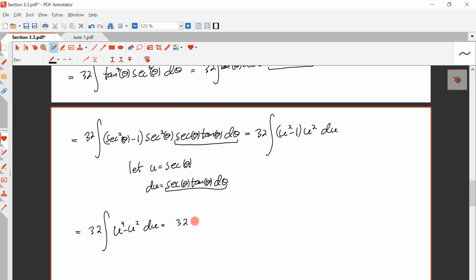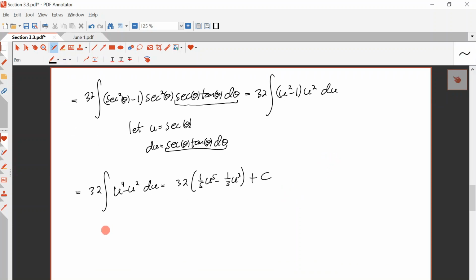Antiderivative is 1/5 u to the fifth minus 1/3 u to the third plus c. Going from u back to theta, right? U is secant theta. So this is equal to, let's go down a line, 32 over 5 secant to the fifth theta minus 32 over 3 secant to the third theta plus c.